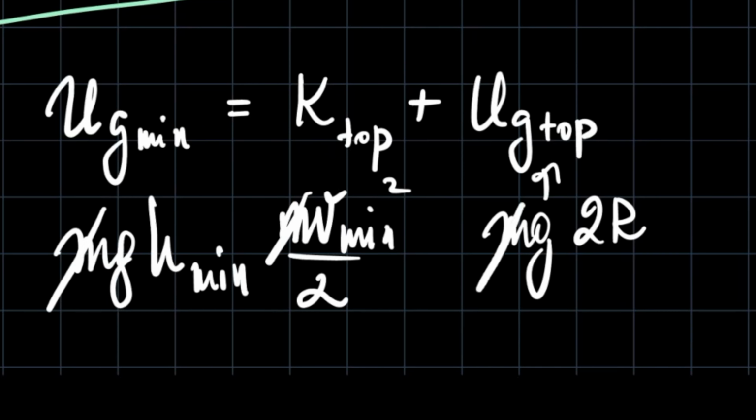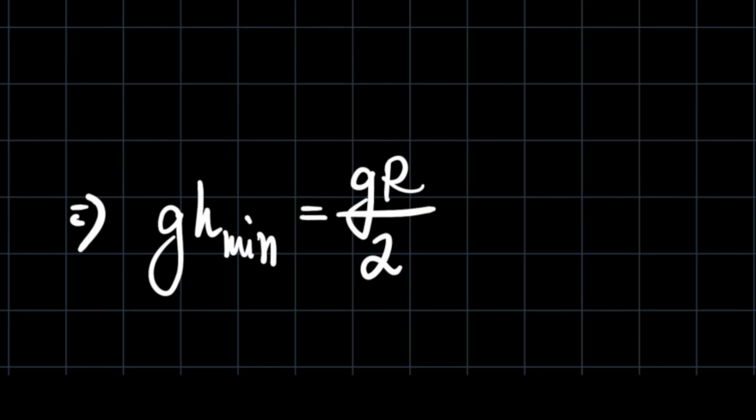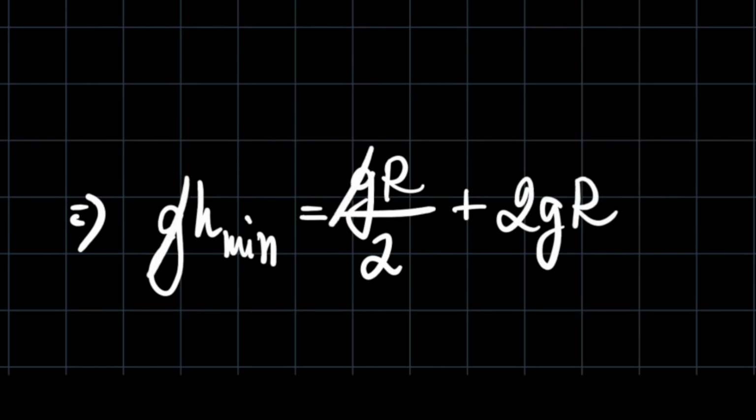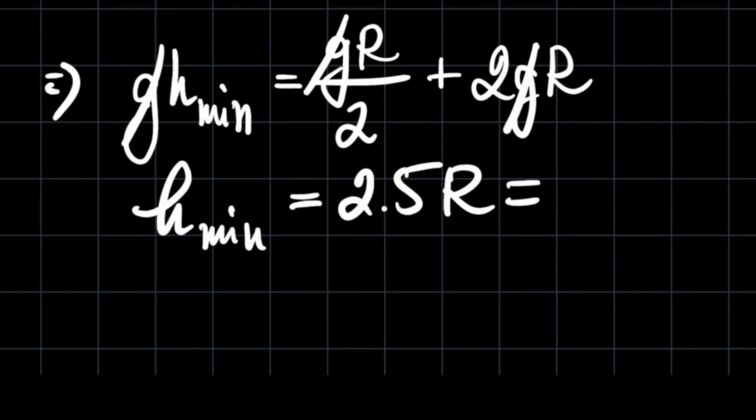Mass cancels. We end up with g h minimum. See how v squared was gr? So I'm just going to put that there as gr over 2 plus 2gr. Now g cancels, and we end up with h minimum. We have 2R plus half R is 2.5R, or 5 over 2 R.